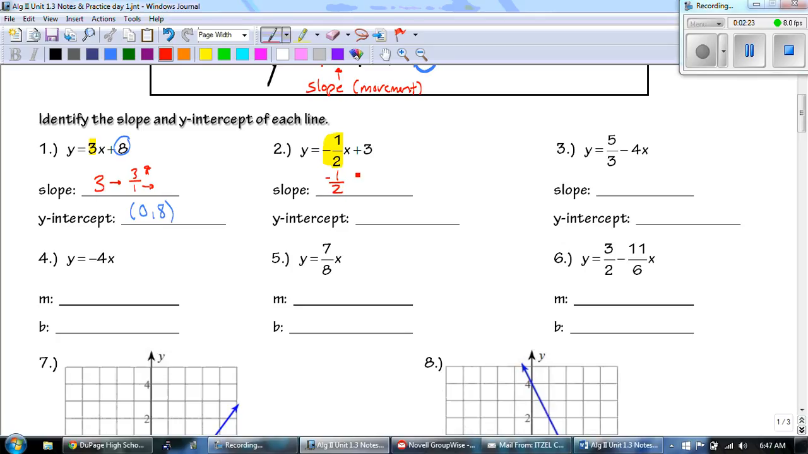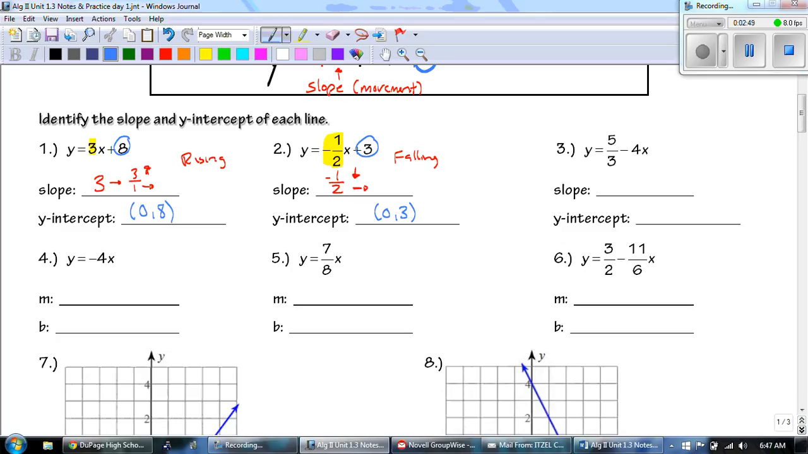negative 1/2. So we would go down 1 and to the right 2. Okay, how we were talking about yesterday, if it's positive, we know that it's rising. If it's negative, we know that it's falling. And then our y-intercept at 3 would be the point (0, 3).